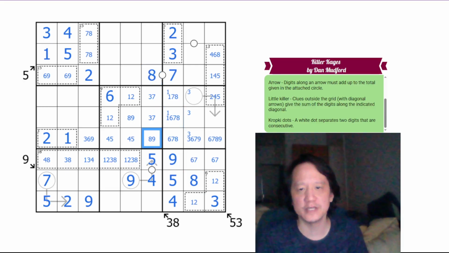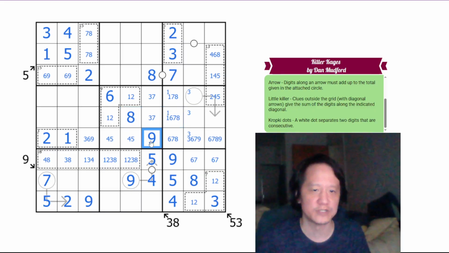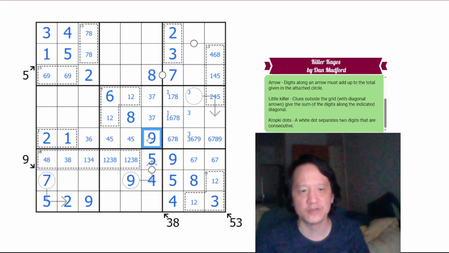This 8 eliminates 8 here, so it's 9. This 9 eliminates 9 here, so it's 8. We actually could have done that much earlier, but I guess we didn't. This can't be 9 because of 9 in the row. These can't be 9 because of 9 in the row.